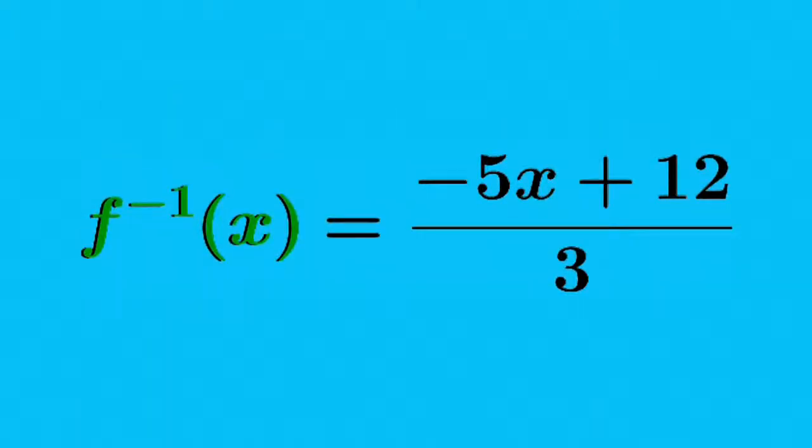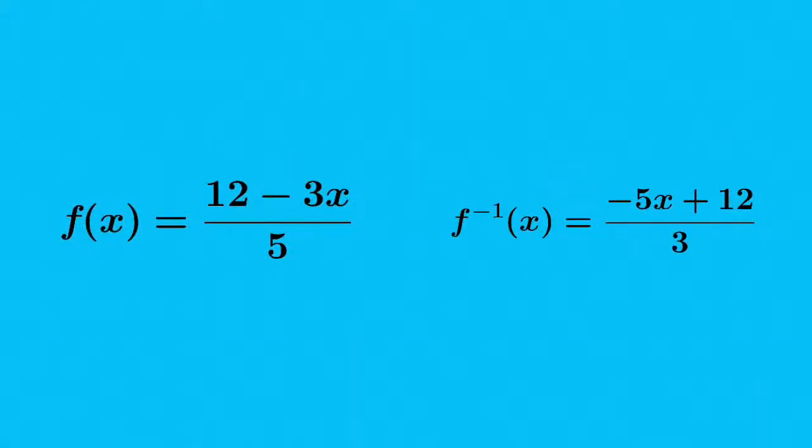Finally, we replace the y with the f inverse notation. Also, notice that I did rewrite the fraction so that we did not have a negative 3 in the denominator. Here you can see the original function f of x and the inverse function side by side.